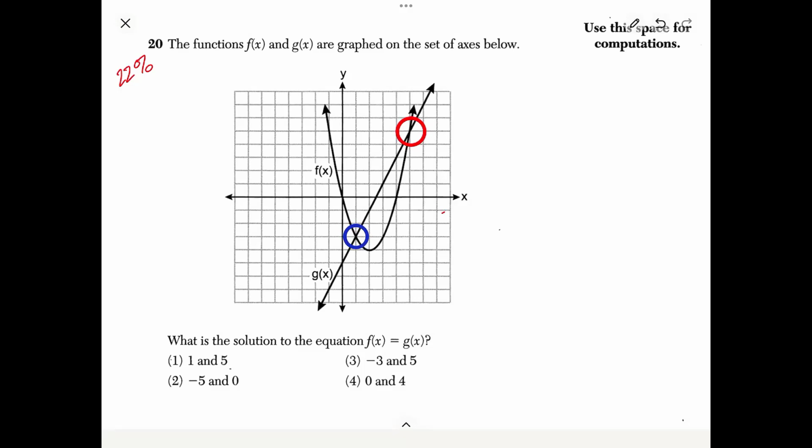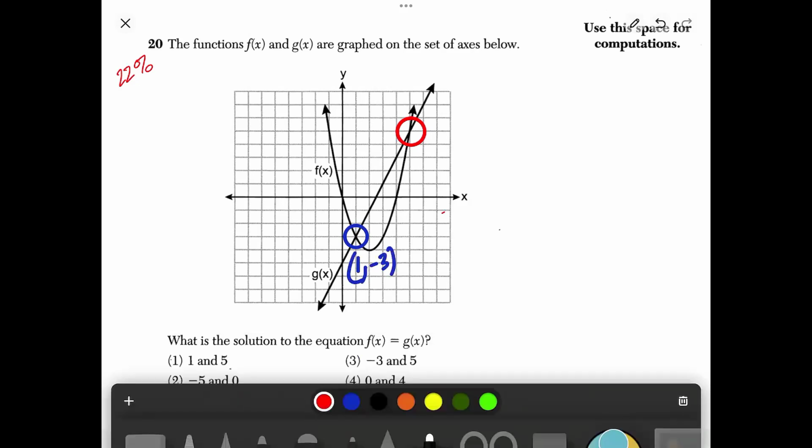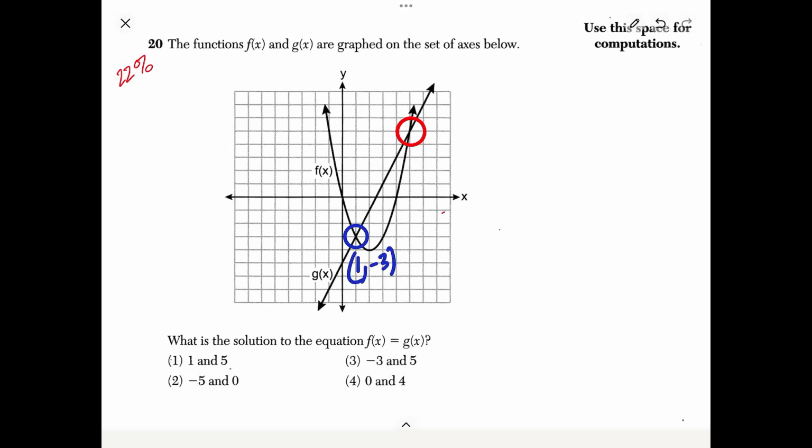So if we look at this, the coordinates for this point right here, let me change it back, would be 1 and then 1, 2, 3. 1 and a -3. Now, the coordinates for this point over here is going to be 1, 2, 3, 4, 5. 5, and then 1, 2, 3, 4, 5. All right, so the answer to this question is basically you're just going to look for the x values of both of those two intersections, and the answer would be number 1.